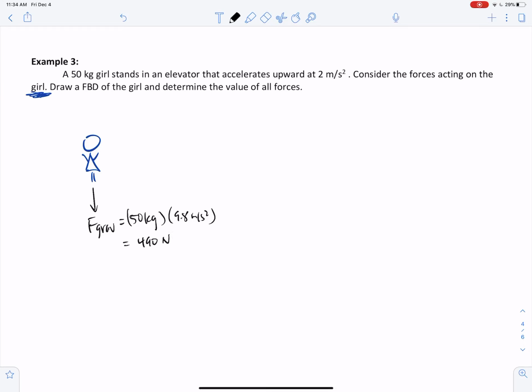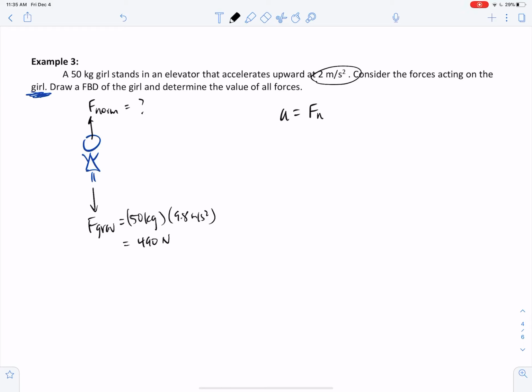And she's got this elevator floor underneath her supporting her, right? So I'm not going to include that in the diagram, but I am going to include the force from the floor, normal force. And I don't know what that is, so I'm just going to call it a question mark. But I do know her acceleration, so I can find the net force on her, okay?